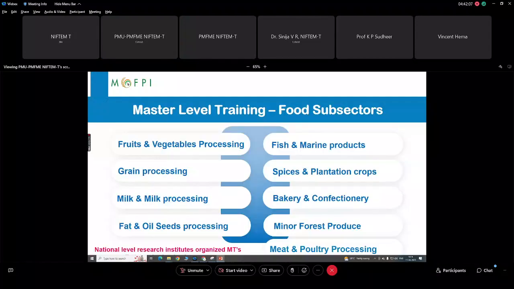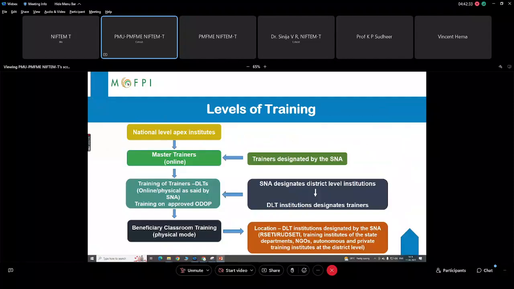So coming to the master level training, these master level trainings are conducted by various national level research institutes, including our NIFTM Thanjavur, NIFTM Kundli, CFTRI Mysore, and SIFT Cochin, etc., based on whichever domains they are taking care of. So under this scheme, basically, we have 9 domains, as you can see on the screen. These are the levels of training.